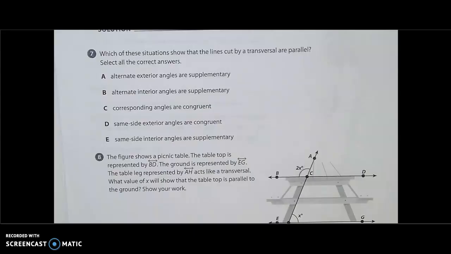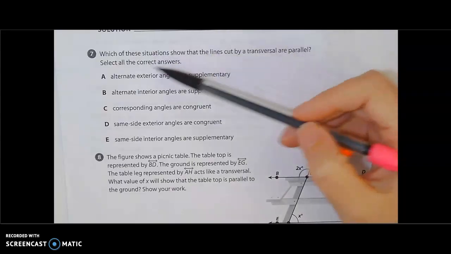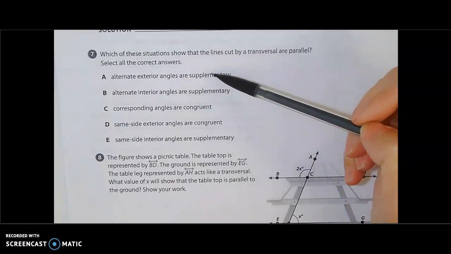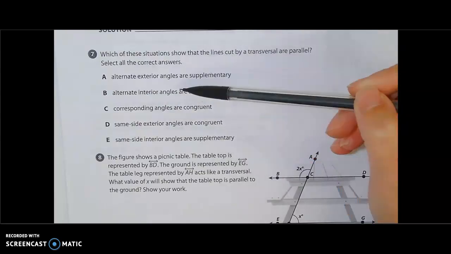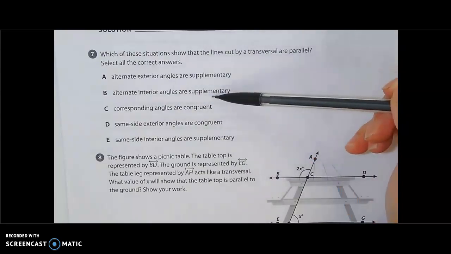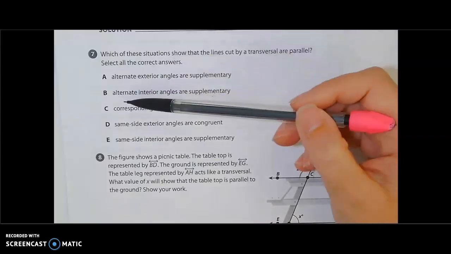Now when we look at 7, it says which of the situations show that the lines cut by a transversal are parallel. So that's anything that's true for parallel lines. If it's true without me knowing the lines are parallel, then it means the lines are parallel. Alternate exterior angles are supplementary. That will not show that my lines are parallel. Alternate interior angles are supplementary. Also doesn't show that we are indeed parallel.